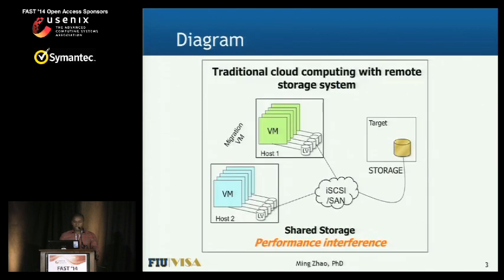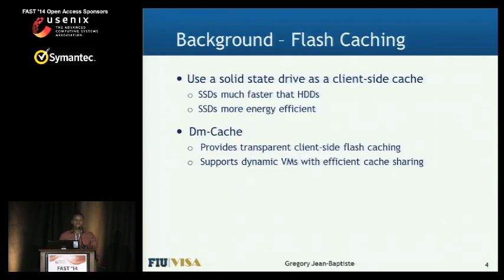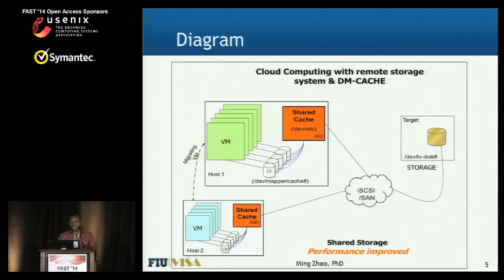To deal with this issue, here's a diagram of how the current setup typically is. One common solution is flash caching, which is basically using a solid-state drive as a client-side cache. And as you all know, solid-state drives are faster than hard disk drives, and they are also more energy efficient. DM cache, an example of this solution developed by colleagues at Florida International University, provides transparent client-side flash caching and supports dynamic virtual machines with efficient cache storage sharing.